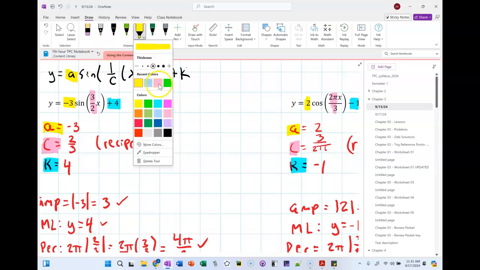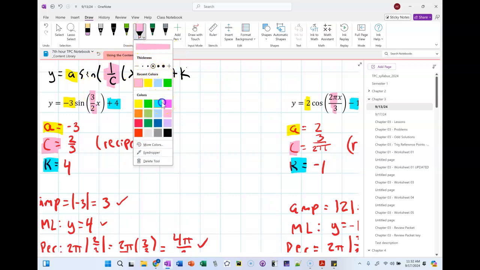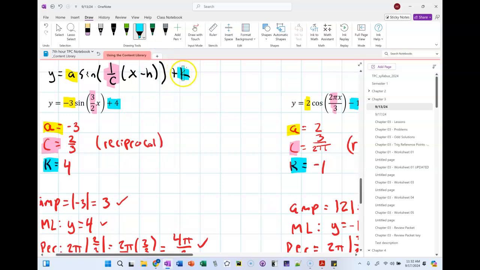Now the c is a little bit tricky because notice in my equation, it's 1 over c. So 3 over 2 must be 1 over c. C is the reciprocal of 1 over c, right? So c should be the reciprocal of 3 over 2. So it's going to be 2/3. Everybody's okay there? And then our k value is our thing at the end, which is just 4. Everybody feel okay with how I pulled those values?